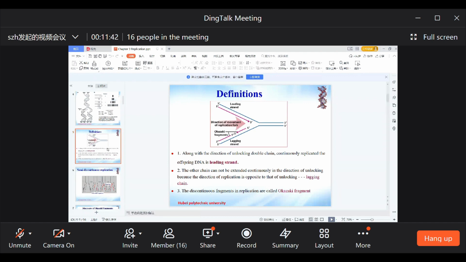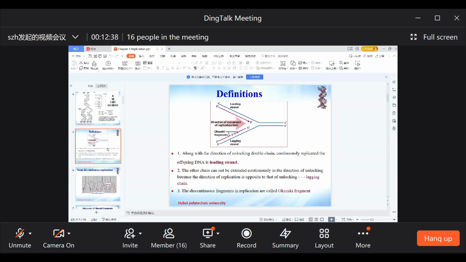Partially sequence synthesize. So here we studied the three definitions: the leading strand, the lagging strand, and the Okazaki fragment. What does that mean? You can see the template strand, the direction is 3' to 5'. This template directs the synthesis of the offspring DNA strand, continuous synthesis from 5' to 3'. This template DNA strand is the leading strand.